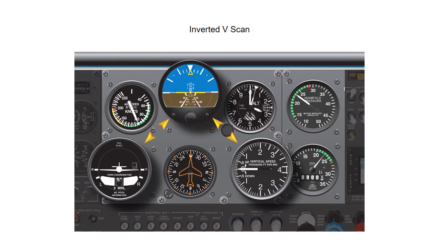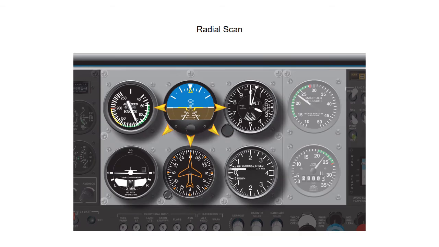The inverted V works well if you're just trying to hold things constant while performing other tasks, such as communicating with ATC. During these times, taking in a bunch of numbers off the other instruments might be distracting. The radial scan, also known as the hub and spoke, is a great all-around pattern that is especially useful when transitioning from one flight regime to another.